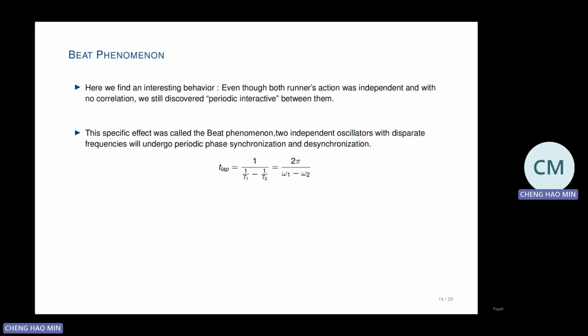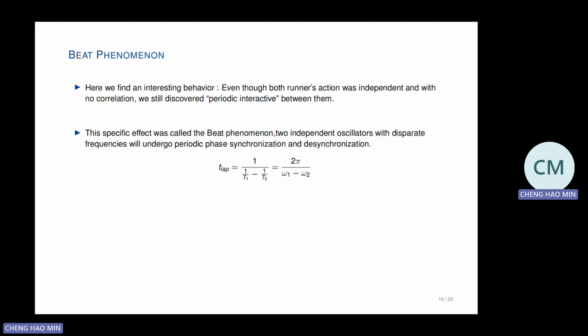So here we find an interesting behavior. Although both runners' actions were considered non-interactive, independent, and with no correlation, we still discover periodic interaction between them. This phenomenon is called the beat phenomenon, where two independent oscillators with disparate frequencies will undergo periodic phase synchronization and desynchronization.